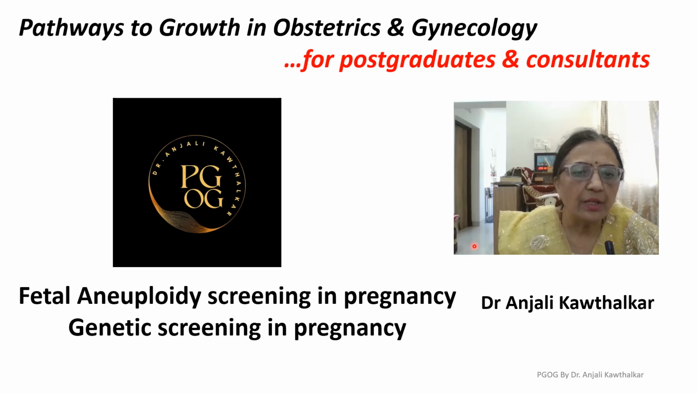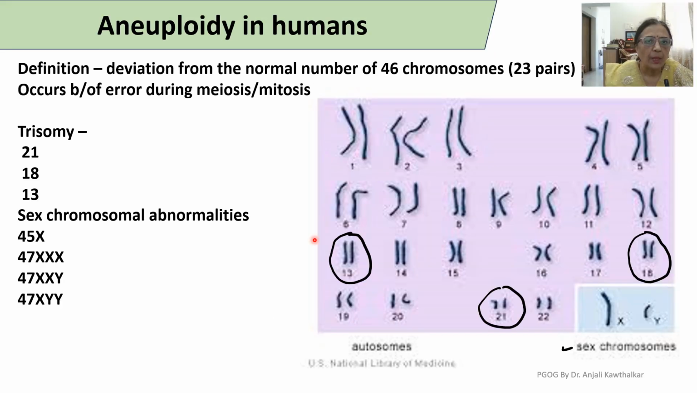Today's topic is fetal aneuploidy screening in pregnancy, or genetic screening in pregnancy, mainly focusing on the important concepts. The definition of aneuploidy in humans is the deviation from the normal number of 46 chromosomes, or 23 pairs, and it occurs because of an error during either meiosis or mitosis.